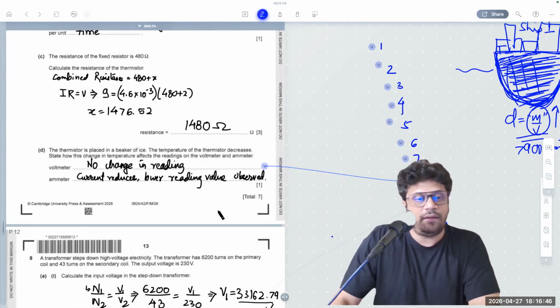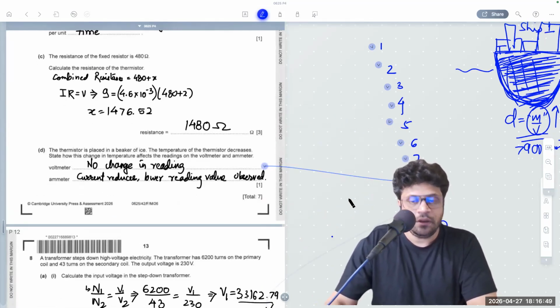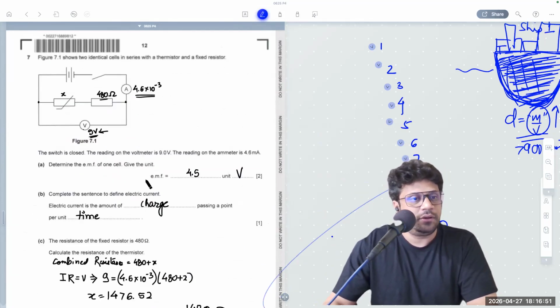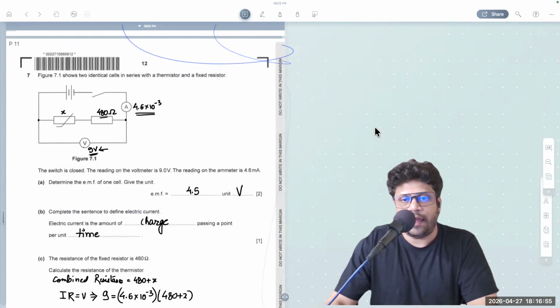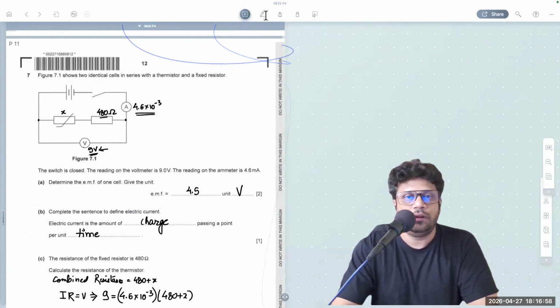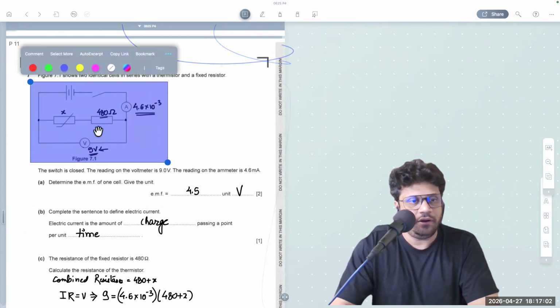Okay. So that was the sixth one. Now let's talk about question number 7, a slightly technical one, and I would like to explain why people got it wrong.